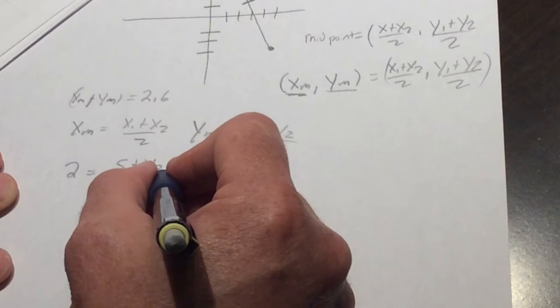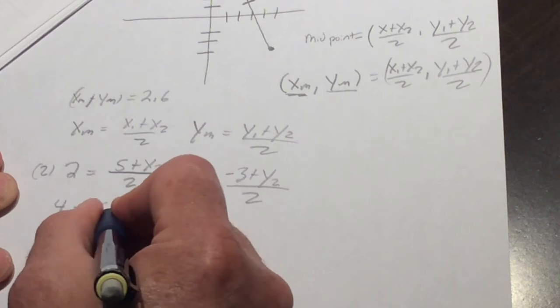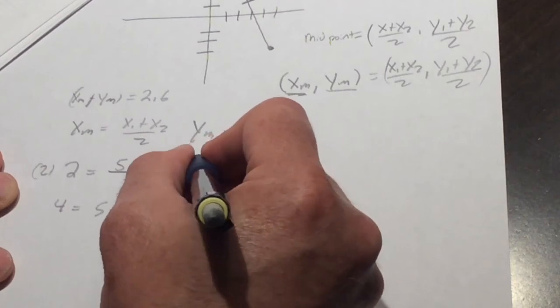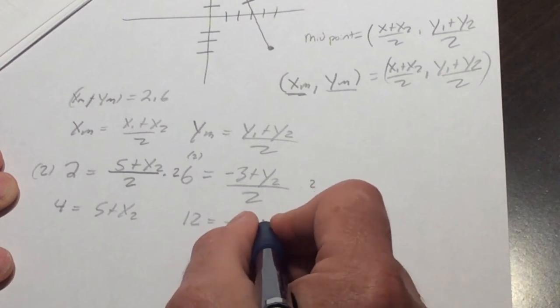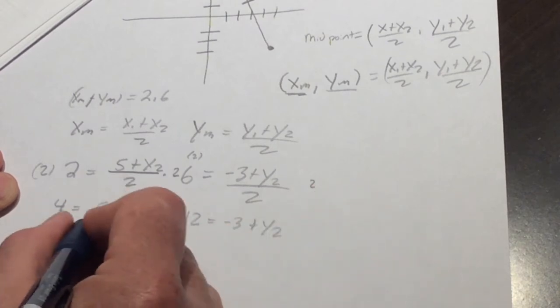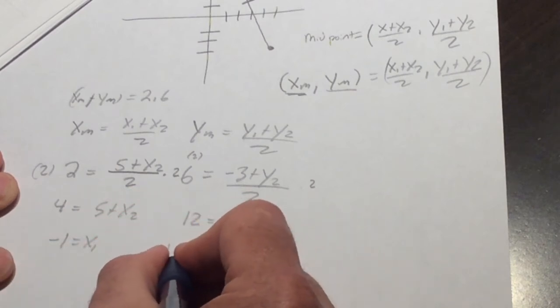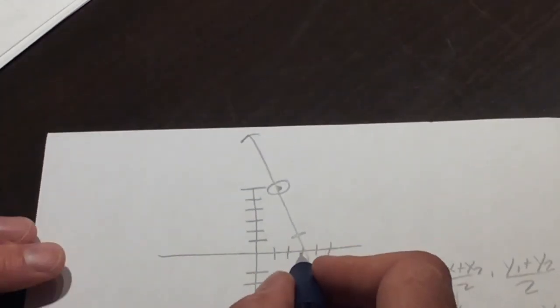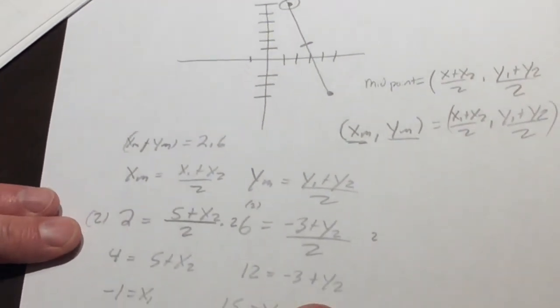We can just solve these. If I multiply both sides by 2, I get 4 equals 5 plus my other x. If I come over here and multiply both sides by 2, I get 12 equals negative 3 plus my other y. Subtract 5, I get negative 1 equals my second x. Add 3, I get 15 equals my second y. If you think about it, if I come back up to here, it kind of looks like it's going to be really far up there, and maybe at a negative 1. So the answer to this guy is negative 1, 15.